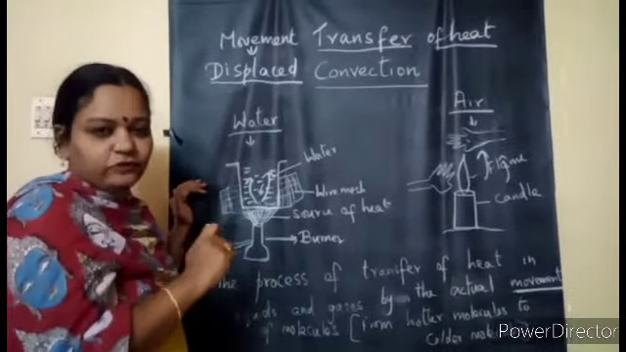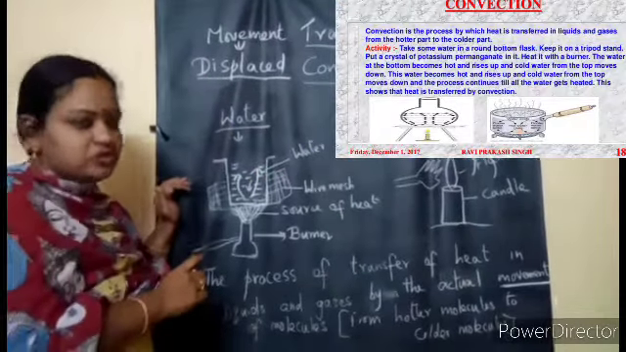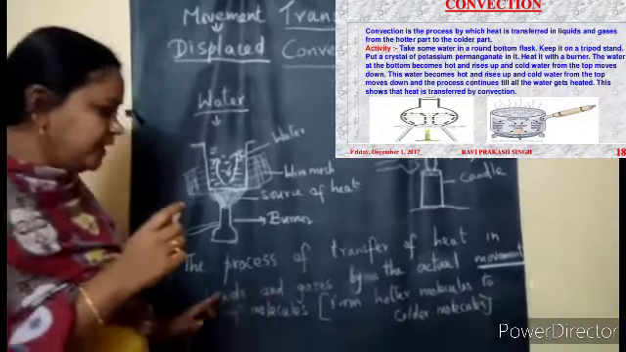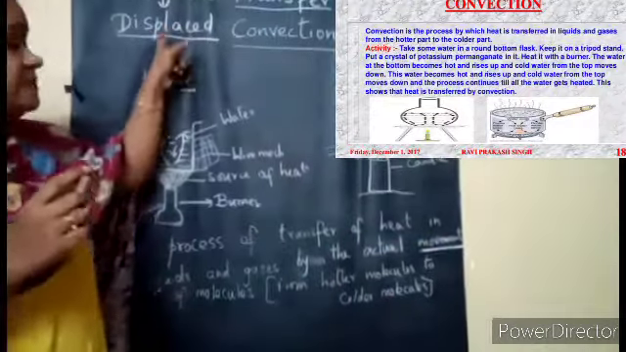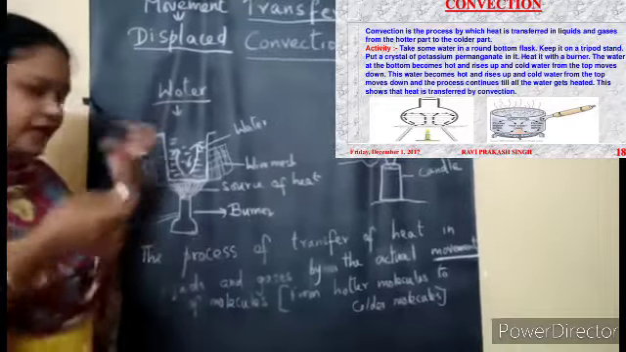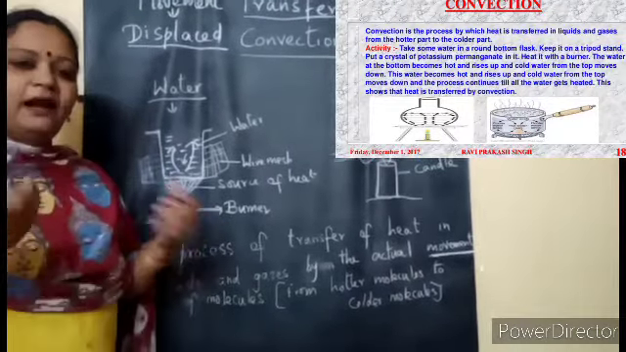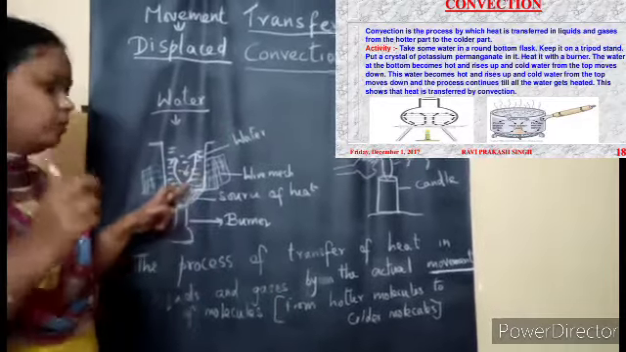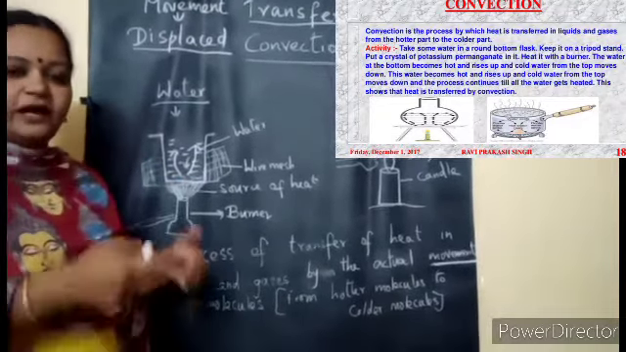This type of transfer of heat is called convection. So what happens in convection? The transfer of heat takes place by the actual movement. What do you mean by movement here? They are getting displaced from the hot source. They get the heat energy, become warmer and lighter and move up, and the cold molecules come and occupy that place, and again they become warmer and move.